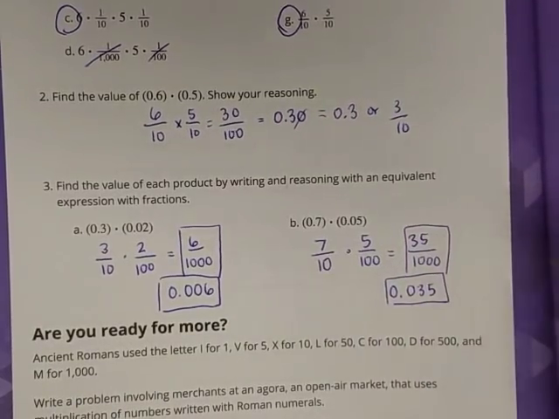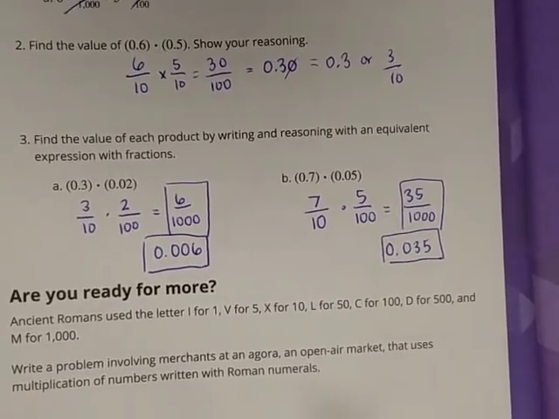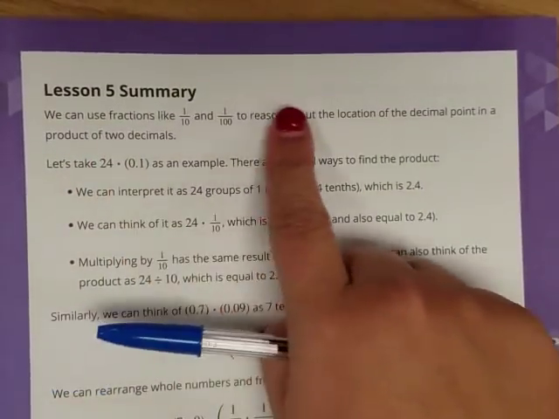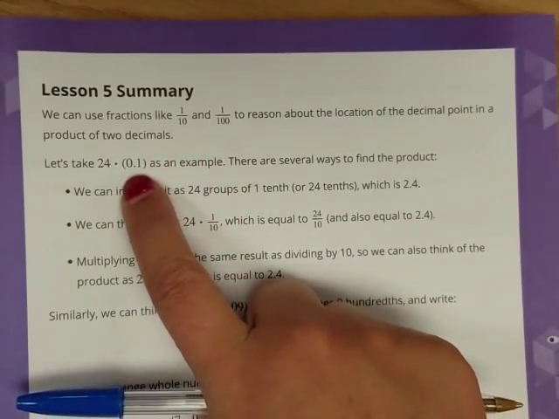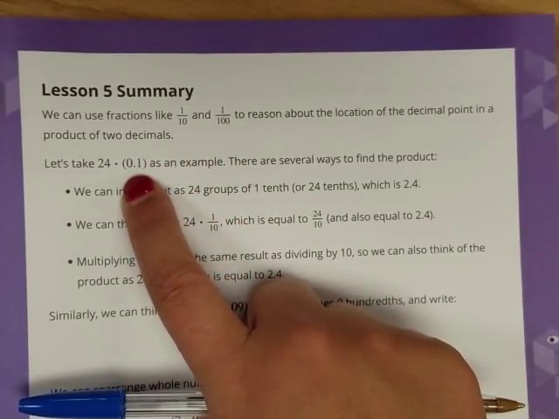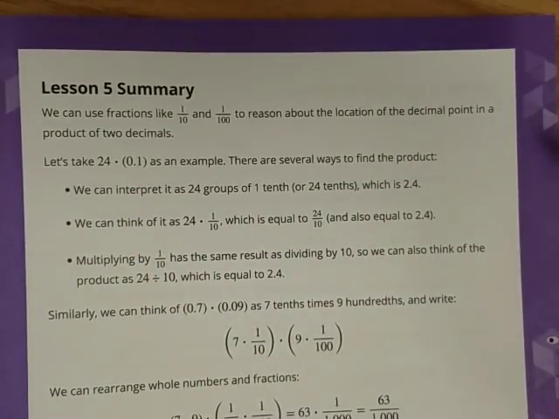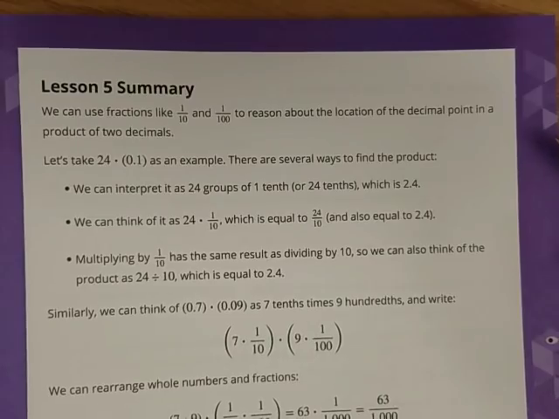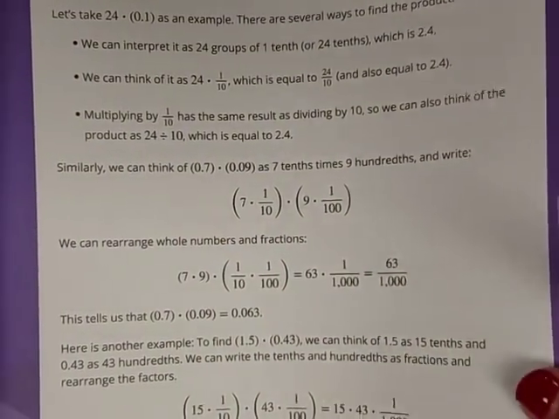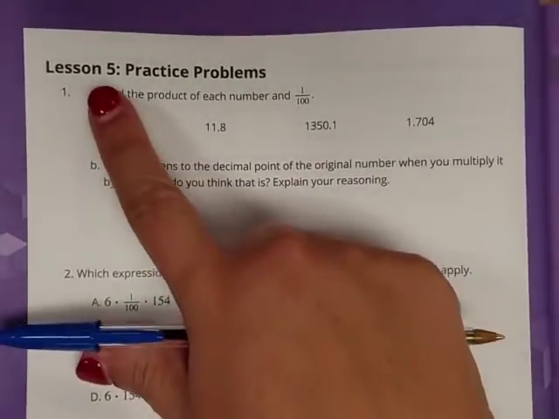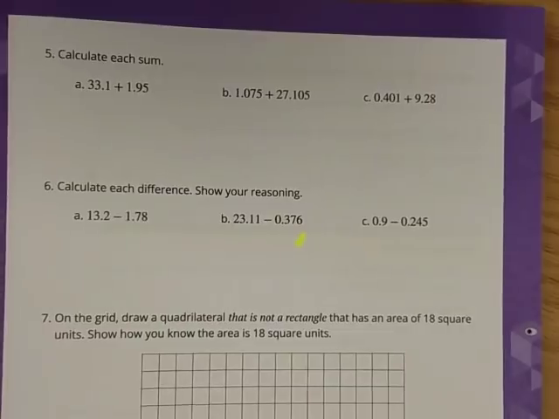Okay. All right, so that's it for your lesson 5. So if you'll go ahead and read the lesson summary, they just talk about how using fractions is similar to using your decimal values as 0.1 or 0.01, that they all can be rewritten in fraction form since we just finished our fractions. And then if you'll please complete your lesson 5 practice problems, and then the answer key is on my website.